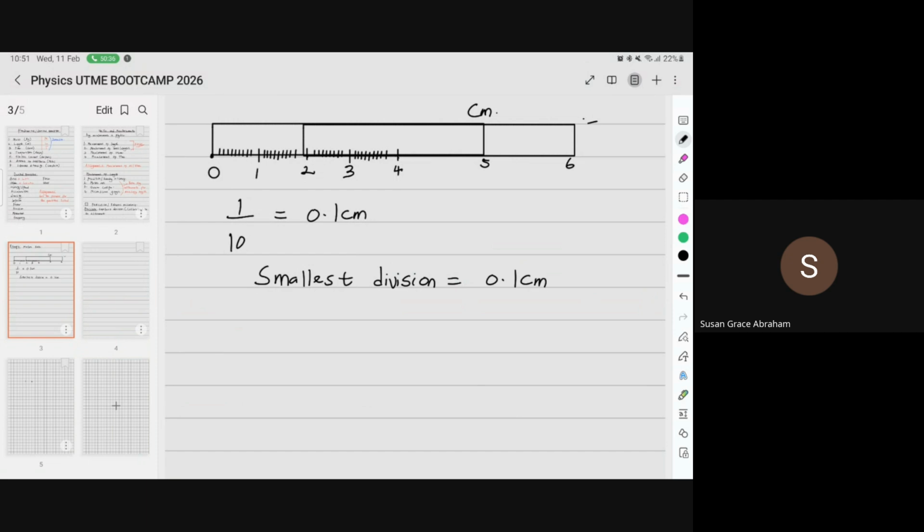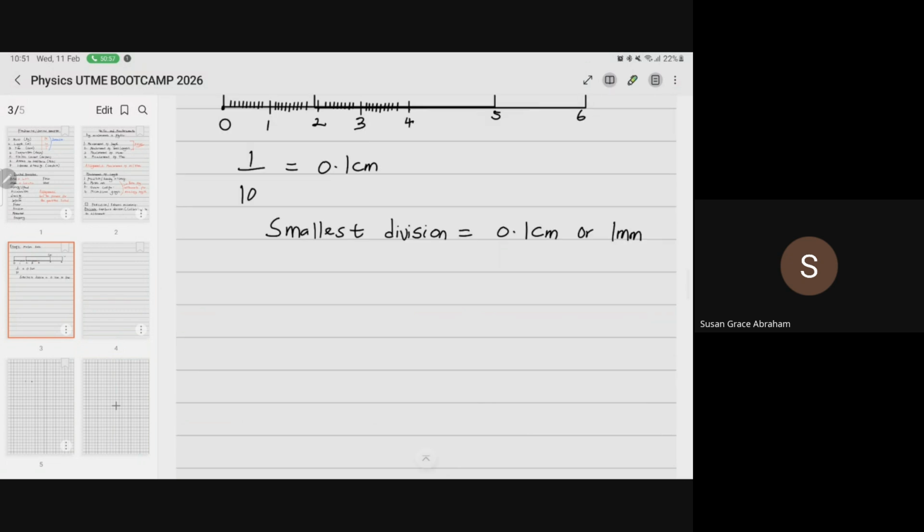You can always make reference to centimeter and millimeter. You know how physics can be, right? Sometimes I'm making reference to centimeter, you're making reference to millimeter. You can also make reference to your meter. That is how physics can be sometimes. So now, 0.1 centimeter or 1 millimeter.